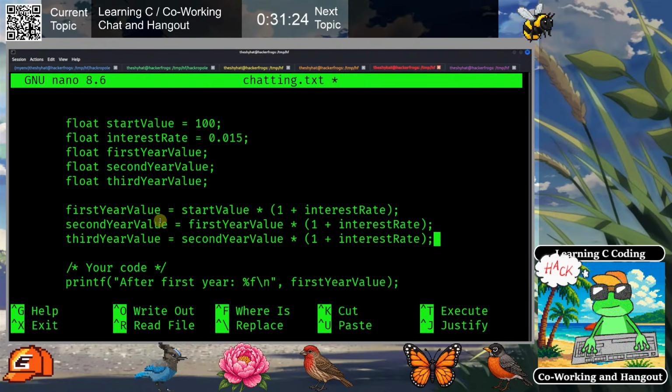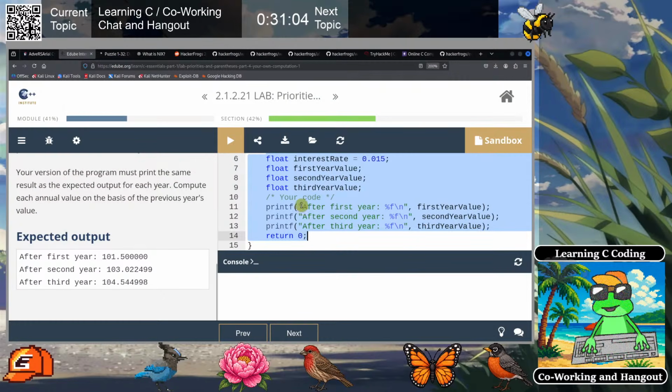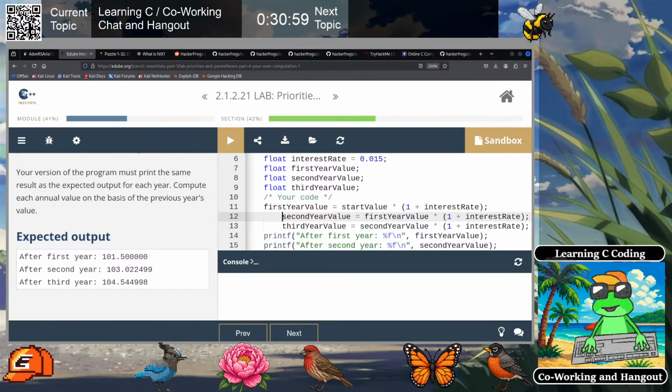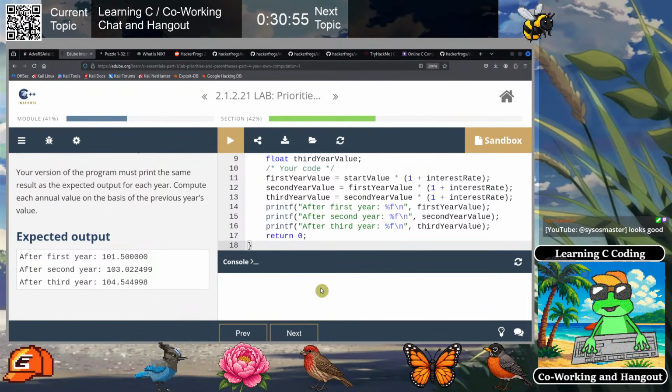Okay, so first year value equals start value times 1 plus interest rate. Second year value is first year value times 1 plus interest rate. And third year value equals second year value times 1 plus interest rate. We'll see if this works out. If not, we're going to have to adjust ourselves. So our code goes over here, and we'll run it.